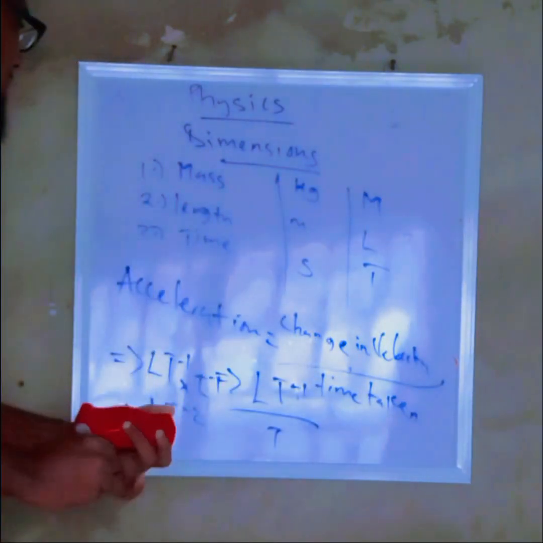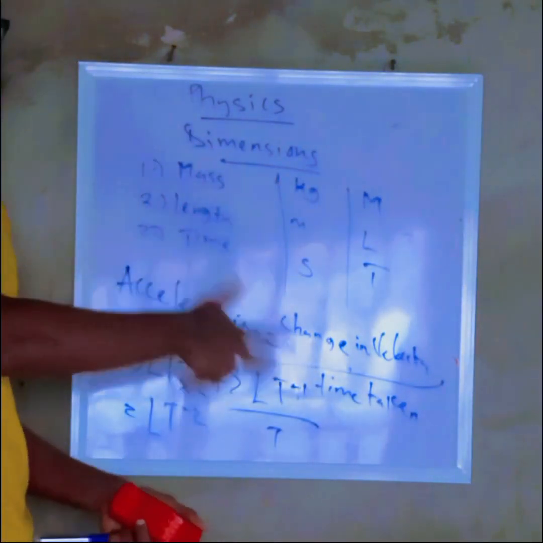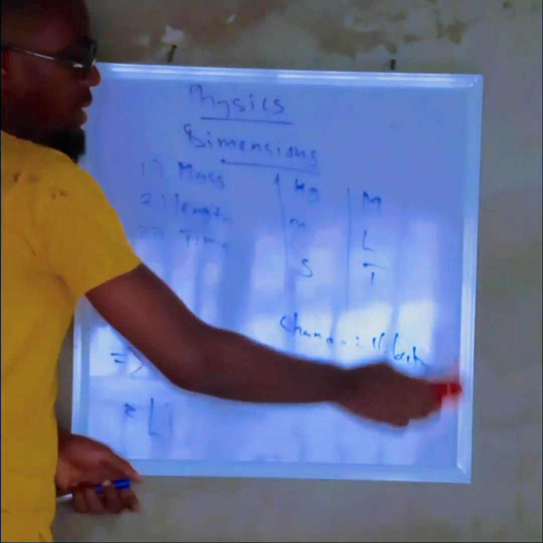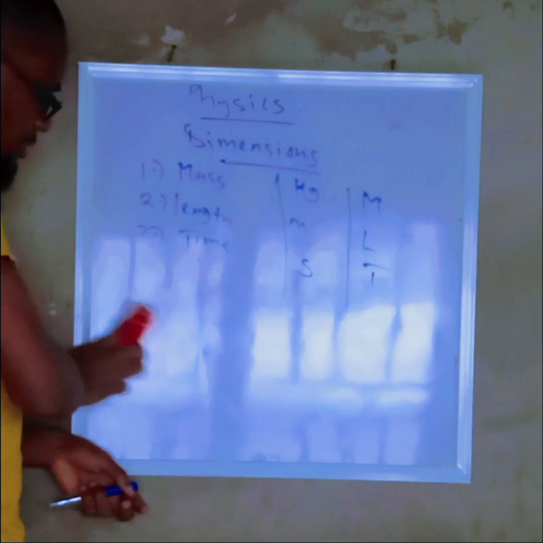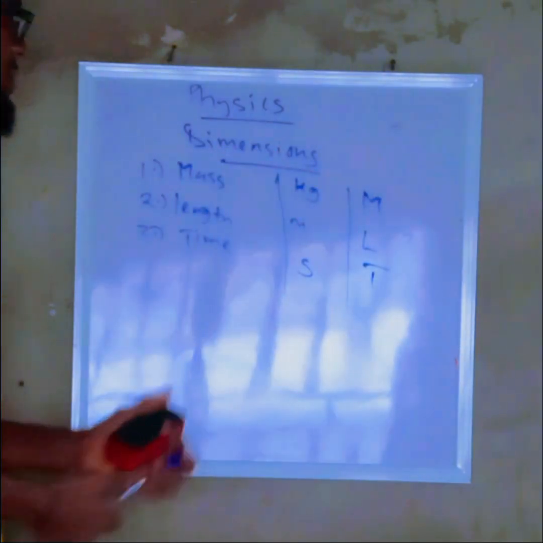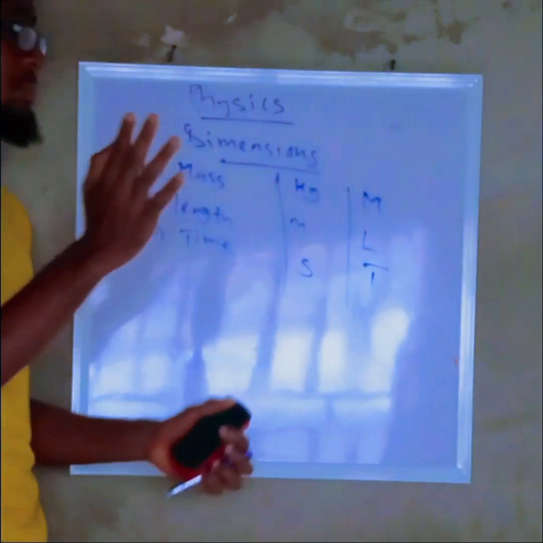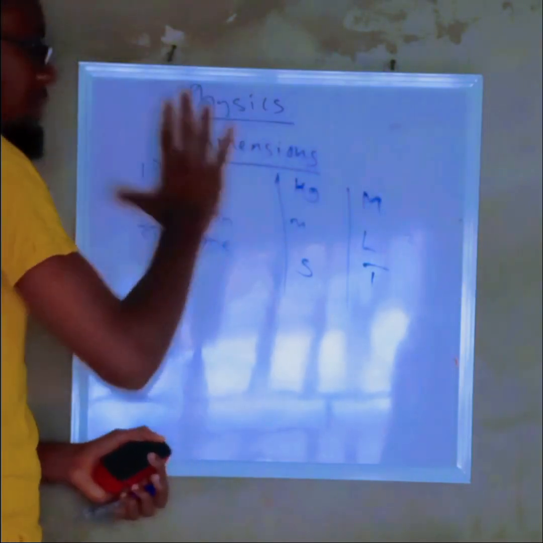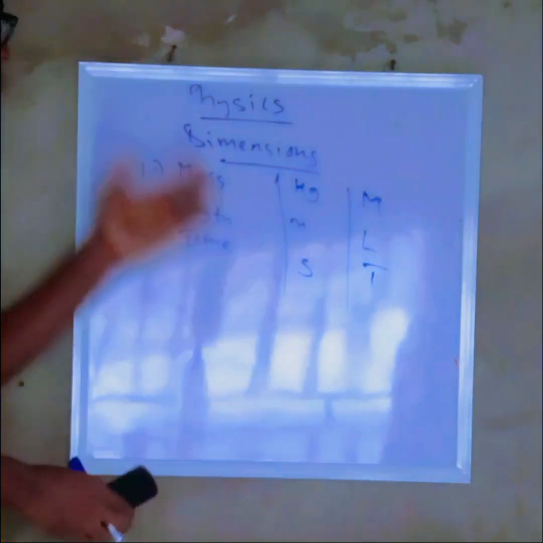So you now come to realize that we can keep using this method. Let me do one more, then I'll give you an assignment. We keep using this method to get plenty of dimensions, because we just need to relate them back to these fundamental dimensions and carry out our arithmetic.